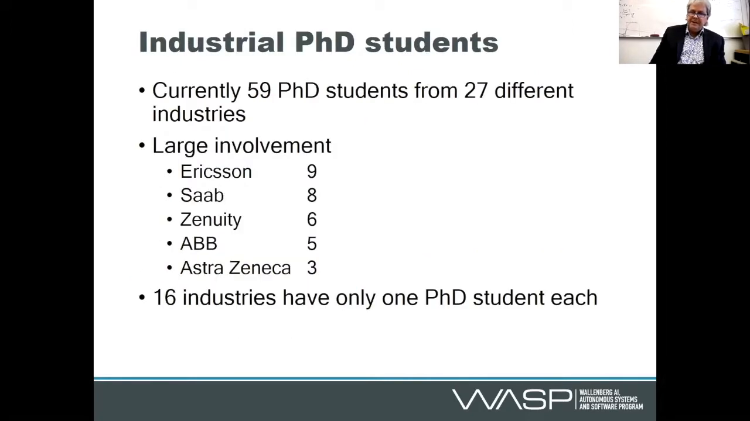The industrial PhD students we have right now, they come from 27 different companies. Some companies have very large involvement, like Ericsson, Saab 9 and 8, Zenuity 6, ABB 5, AstraZeneca 3. But there are also companies which only have a single PhD student.